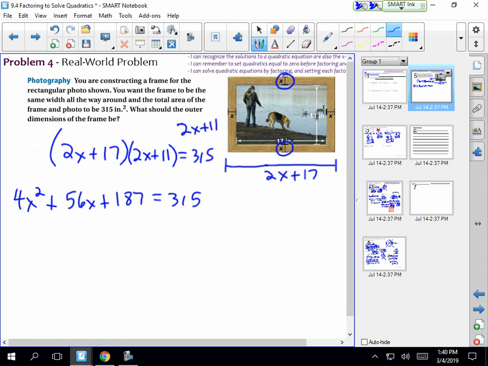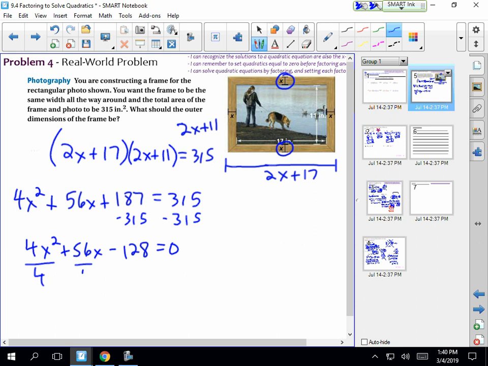What are we going to do next? What do we have to do? Thinking back. Yeah, minus the 315 from each side. And so we have 4x squared plus 56x minus 128 equals 0. Can you combine like terms? You cannot. There are no like terms. But there is a GCF that can be factored out. And when you have an equation, you can just divide through by that GCF, and it goes bye-bye.